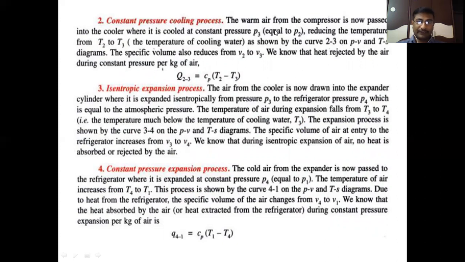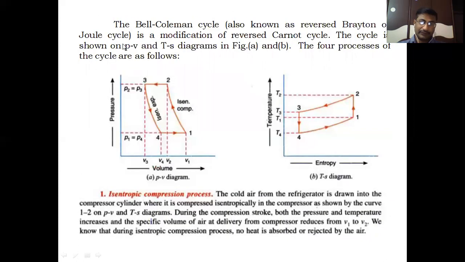The warm air from the compressor is now passed into the cooler where it is cooled at a constant pressure P3 equal to P2, reducing the temperature from T2 to T3. During this cooling process, the temperature is reduced from T2 to T3, but pressure remains constant. While pressure remains constant and temperature reduces, specific volume also reduces from V2 to V3. Clear, students? During the cooling process, specific volume decreases.